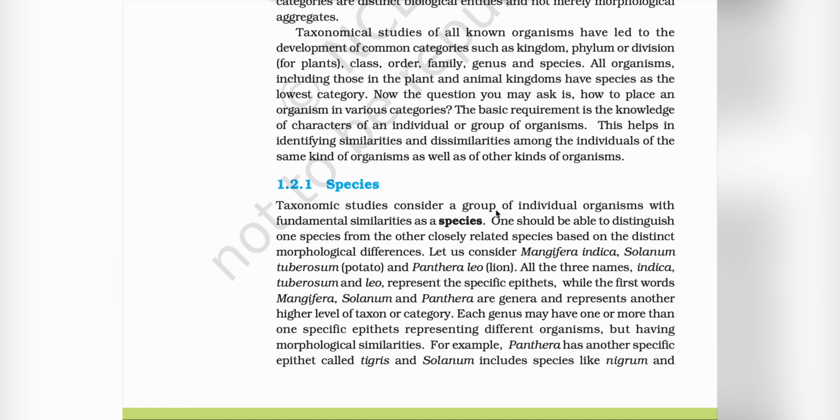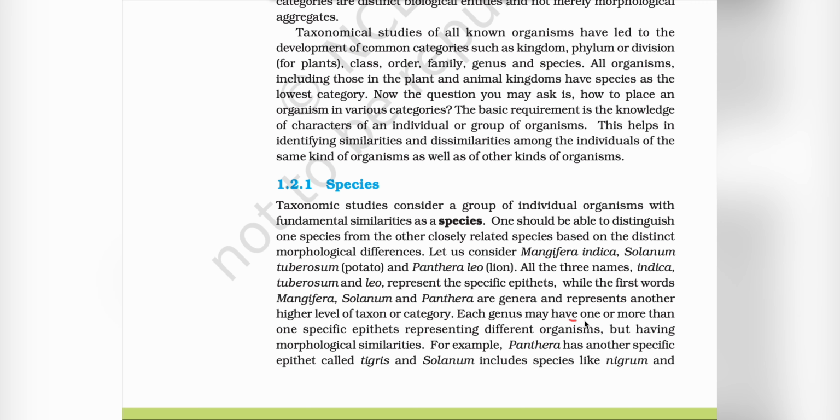Let's start with the lowest taxonomic category, that is species. Taxonomic studies consider a group of individual organisms with fundamental similarities as a species. One should be able to distinguish one species from other closely related species based on distinct morphological differences. Let us consider Mangifera indica, Solanum tuberosum and Panthera leo, meaning mango, potato and lion. All three names indica, tuberosum and leo represent the specific epithets, while the first words Mangifera, Solanum and Panthera are genera and represent another higher level of category or taxon.